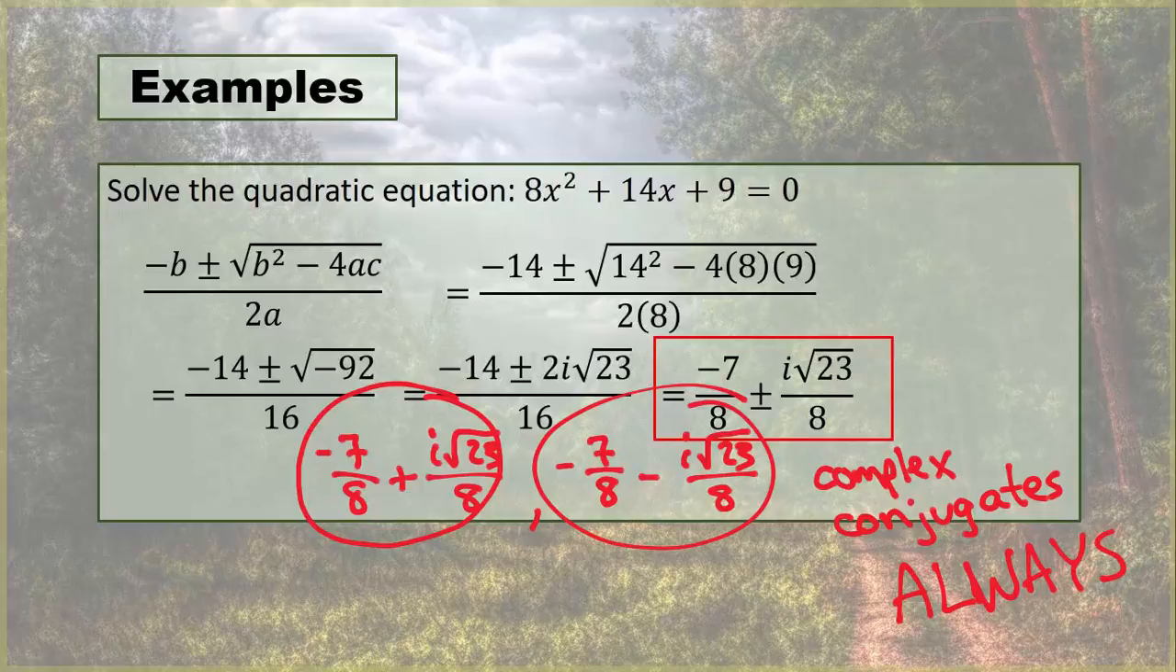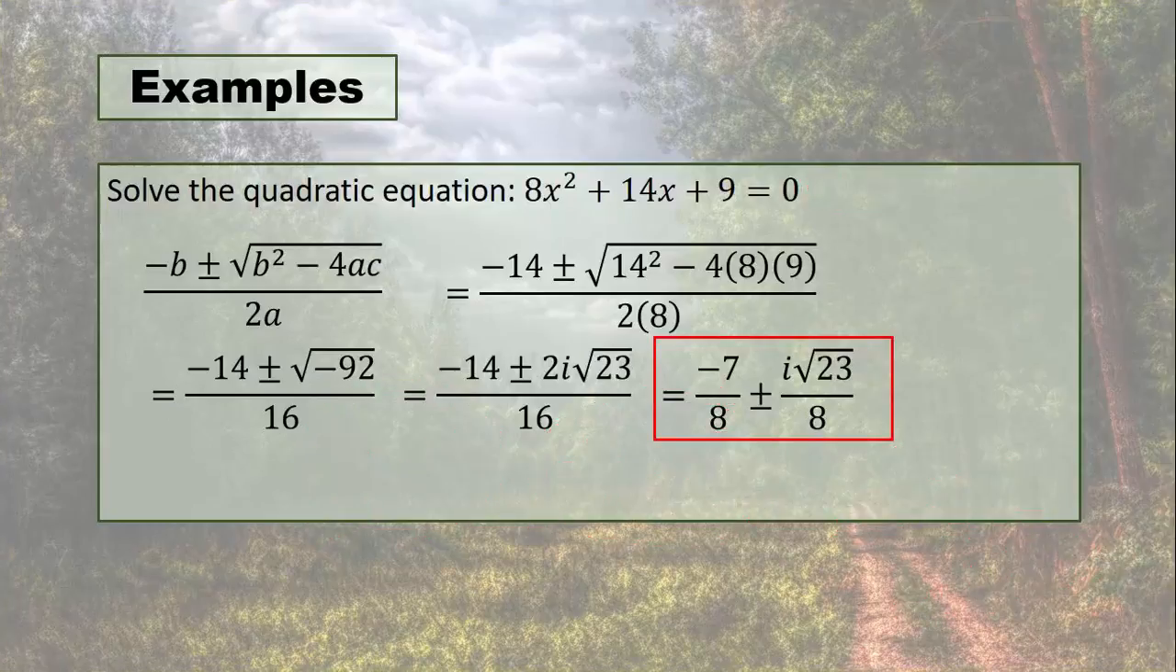You'll learn a little bit more in section 2.5, but the bottom line is complex answers to polynomials always occur in conjugate pairs. Complex answers always occur in conjugate pairs. And like I said, we'll learn more about that in section 2.5.